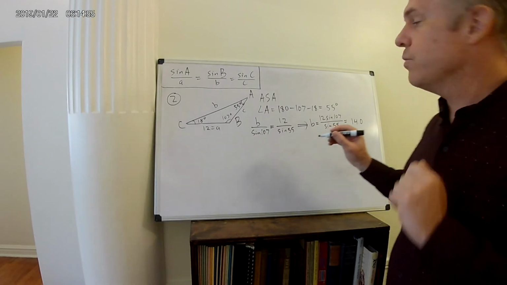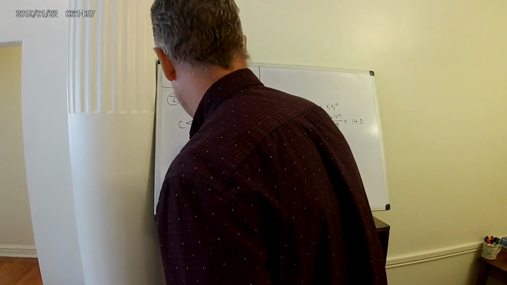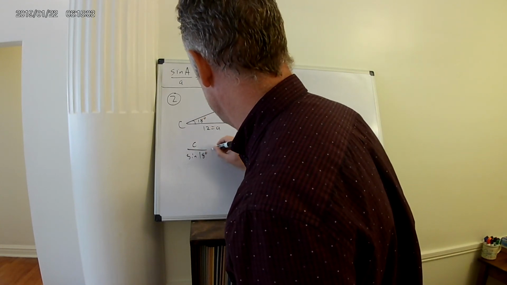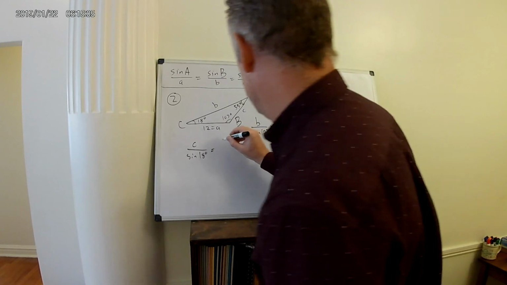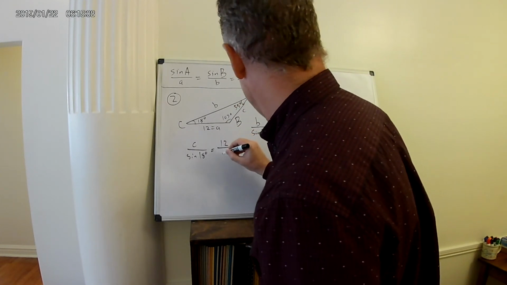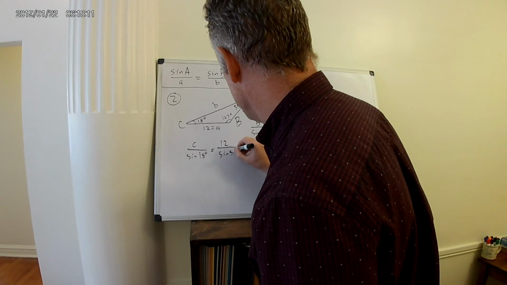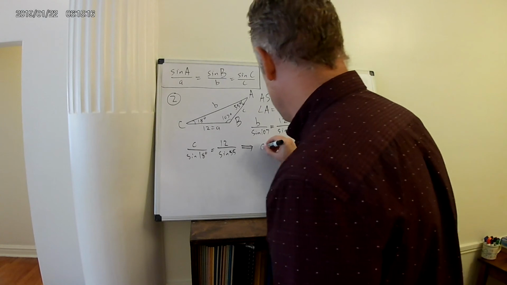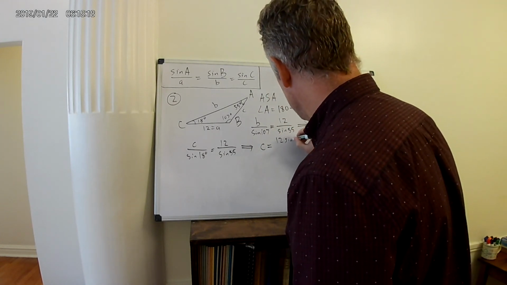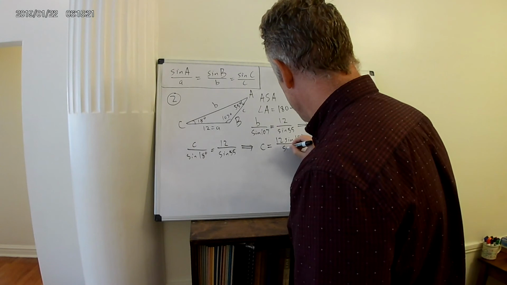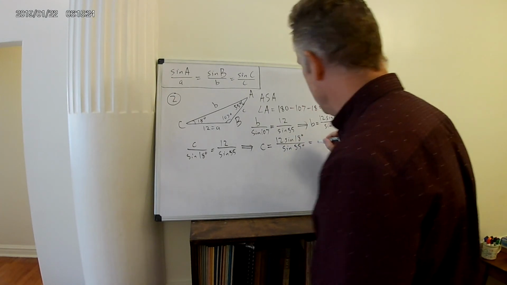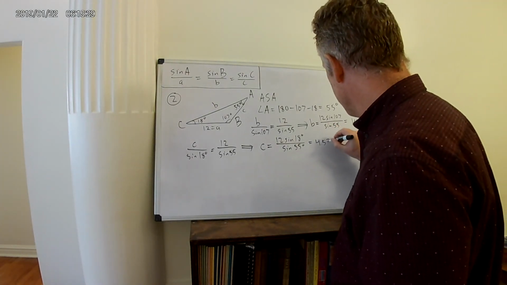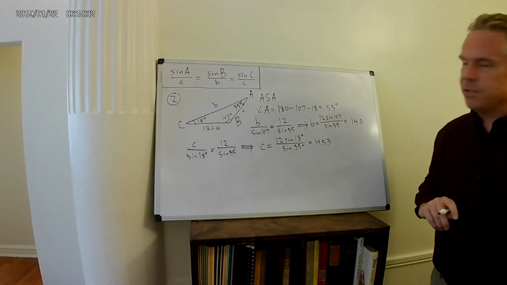To do that, we again use the law of sines. So I'm going to write C divided by sine of angle C, which is 18 degrees, equals the side length A, which is 12, divided by the sine of 55 degrees, the sine of A. To solve this, we multiply by sine of 18 degrees. We get C equals 12 times sine of 18 degrees divided by sine of 55 degrees. And if you plug this in your calculator, you will get 4.53.